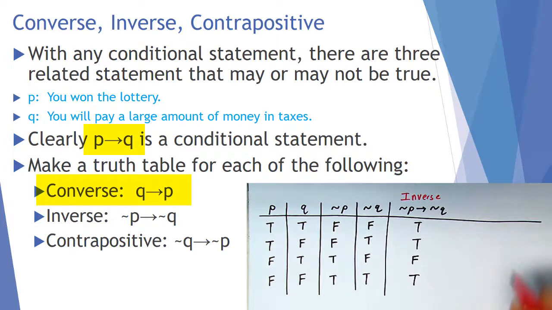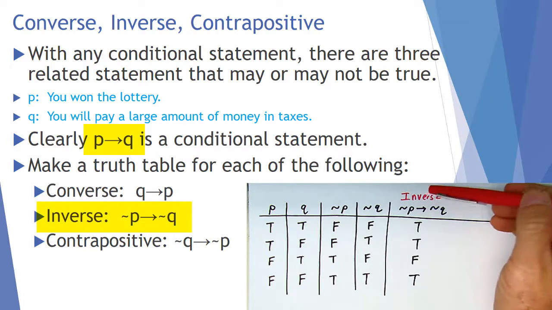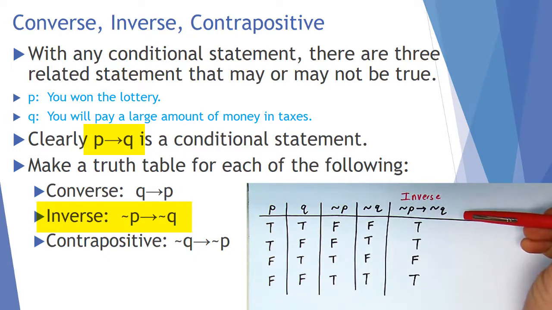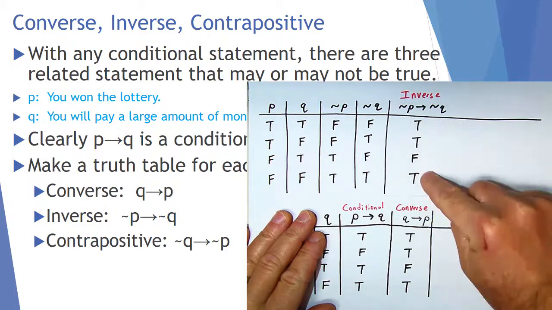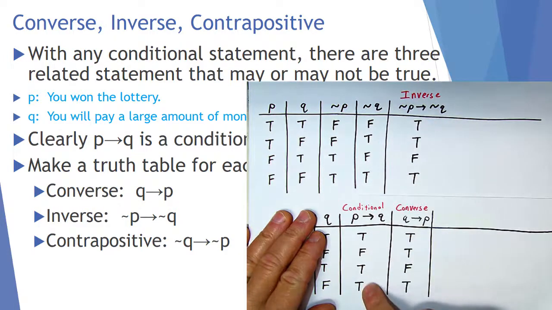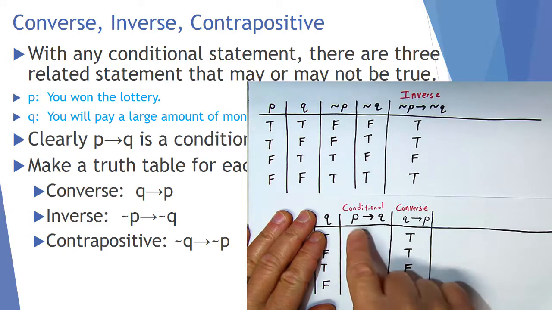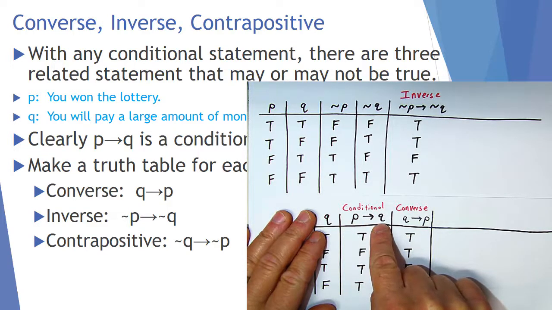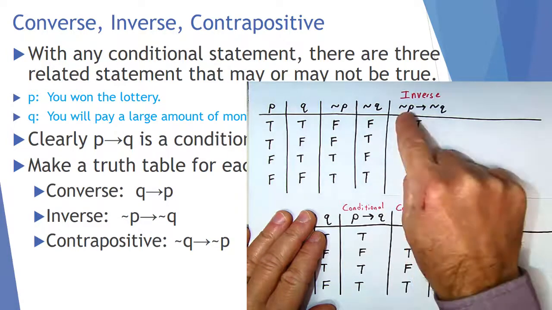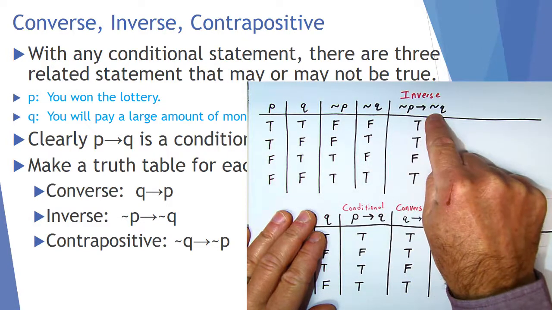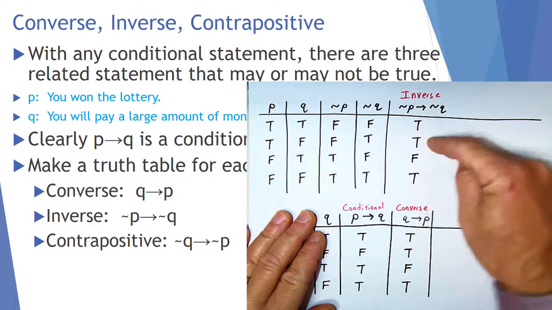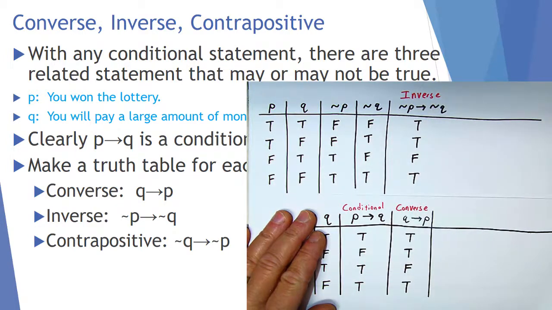So I want to point out that if our original statement is P implies Q, the converse reverses P and Q, but the inverse negates both P and Q. P implies Q is our conditional statement. The inverse statement is that not P implies not Q. What I want you to notice here is the inverse statement does not give the same results as our conditional statement. That is to say, if you win the lottery, you will pay a lot of taxes. Is that the same statement as if you don't win the lottery, you won't pay a lot of taxes? No, those aren't really the same statement, and we can see that because we didn't get the same results on our truth table.